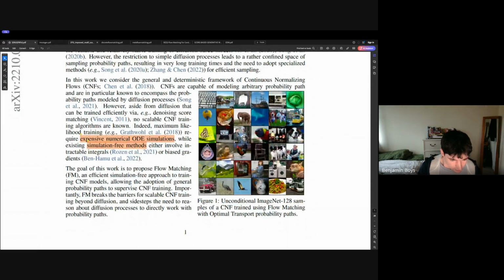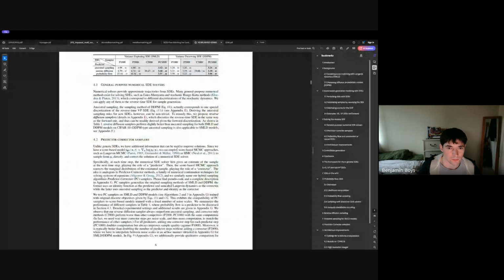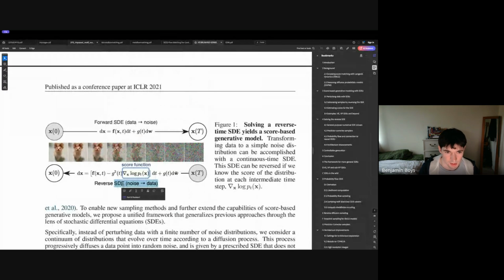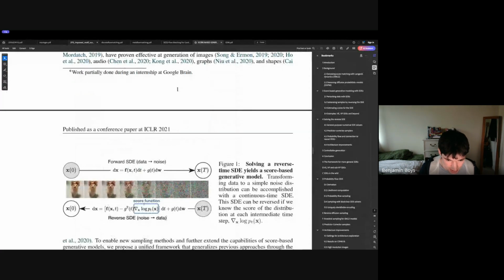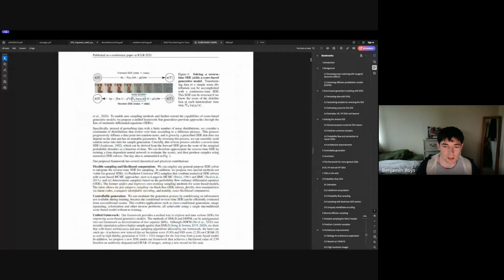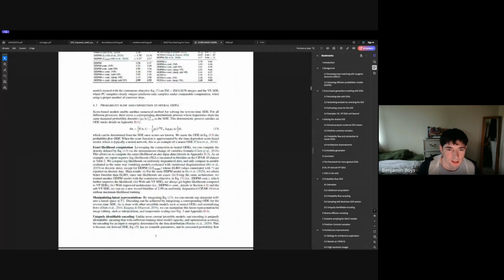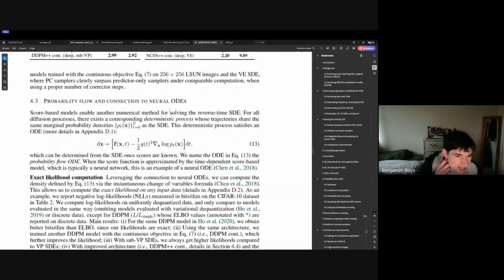So the high-level problem is that with diffusion, we're going from this noise to data when we're doing the generative modeling, and that was with an SDE. But in this original paper from Yang Song and co-authors, they made the realization that there's an equivalent ODE that has equivalent time marginals, same marginal probability densities as the SDE that's used to generate diffusion processes. And it looks like this.